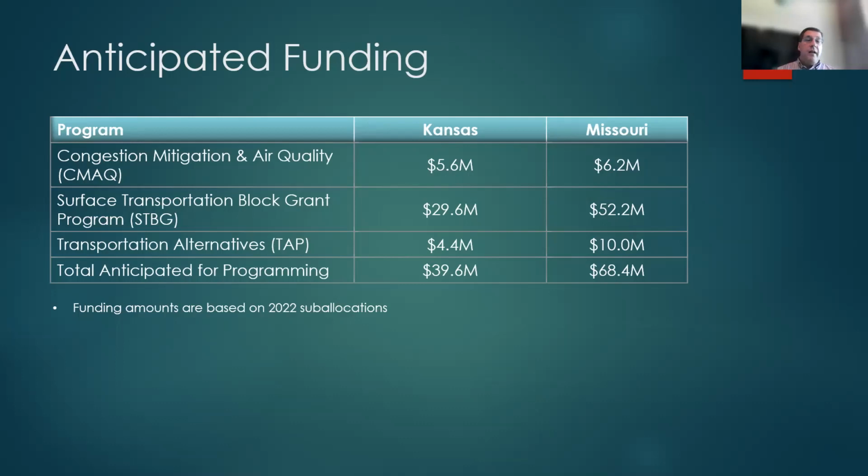And then the largest one, as far as increases goes, comes in the Transportation Alternatives Program, $4.4 million in Kansas, which is a healthy increase there, as well as $10 million over the 2-year period in Missouri, which is a very significant increase. We are now up to about $5 million per year on the Missouri side as far as Transportation Alternatives Program funding goes. Again, that is a direct result of changes from the bipartisan infrastructure law. You can see the total anticipated for programming. We were just under $40 million in Kansas and just over $68 million in Missouri. So quite a bit of funding going on in this particular funding round.